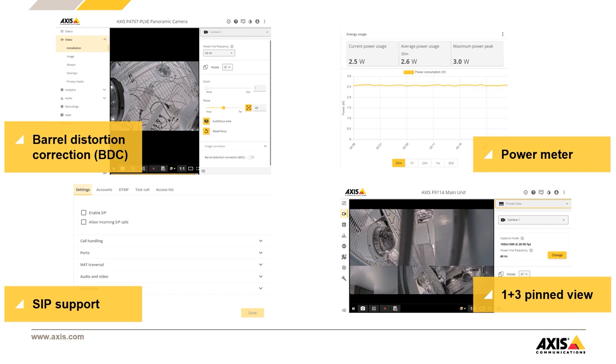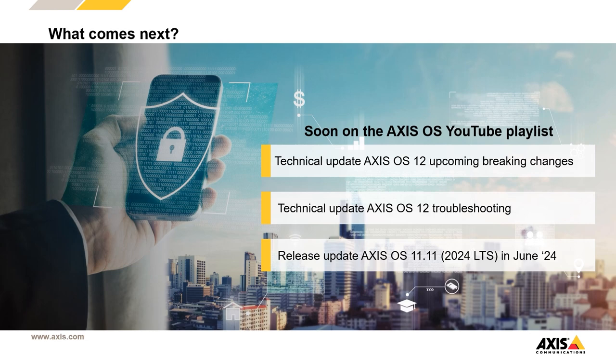So coming back now to the product specific features, we have added barrel distortion correction for better image quality to the P4705, 07 and 08. And also we added zip support that got into the M4216 and 18 now. And for the M3216, we have added the power meter that allows for PoE consumption measurements on the device. And lastly, we have added a new view layout called 1+3 pin view for the F9114. And that concludes it for Access OS 11.10.